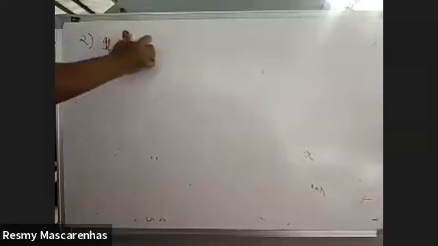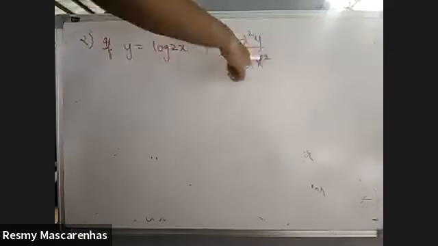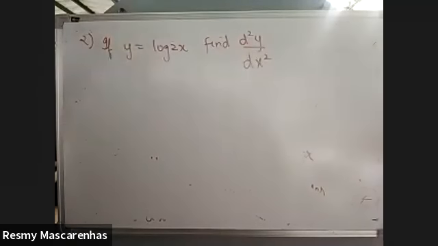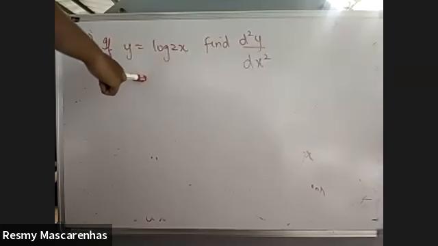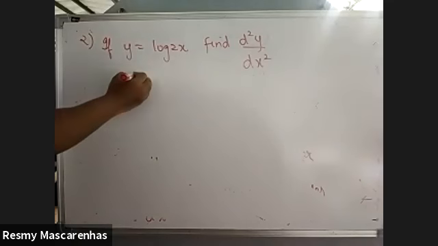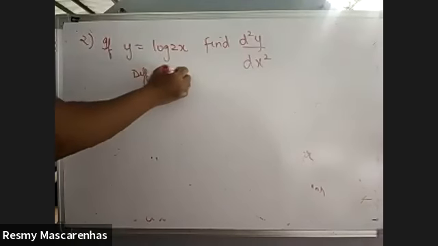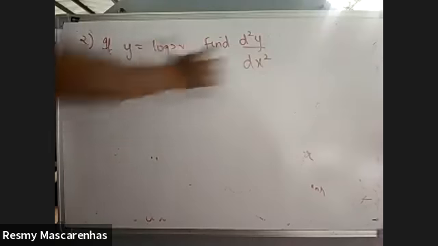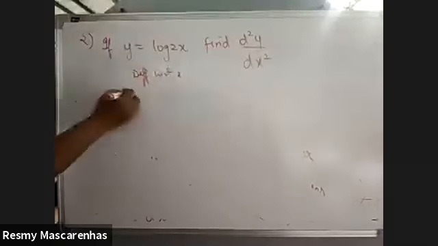If y is equal to log 2x, find d square y upon dx square. Looking at this, you know it is second order, means two times you have to find a derivative. First you differentiate, and whatever answer you get, you differentiate it again. So differentiating with respect to x.